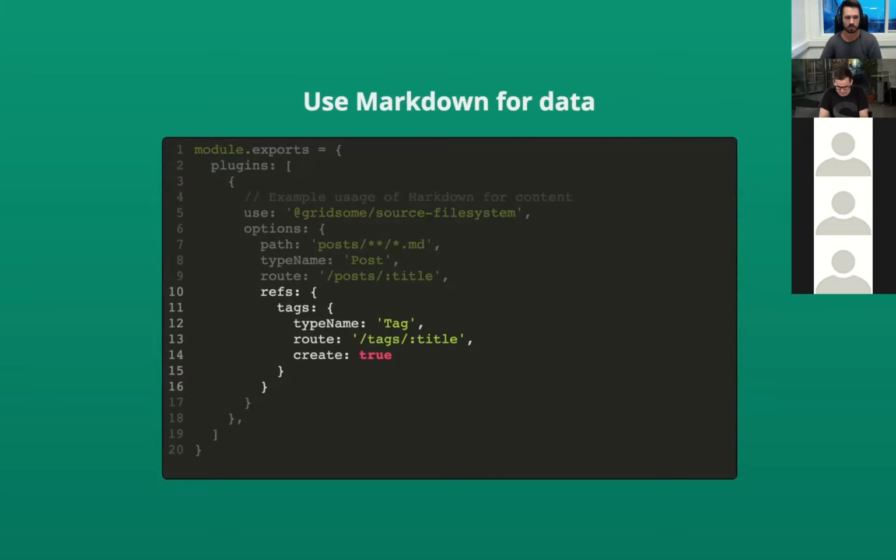Another cool thing about Gridsome is that you can add references to tags, to any front matter field. Let's say you have, for example, a field with tags. If you add this, the tags front matter field will get a route automatically. So you can easily create the taxonomy pages for these tags.